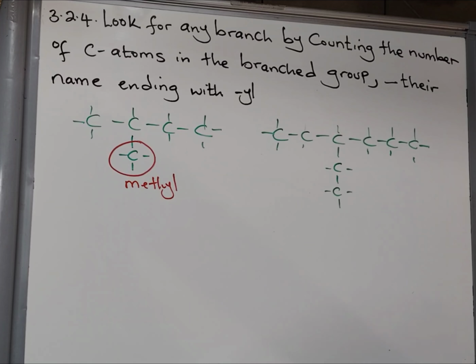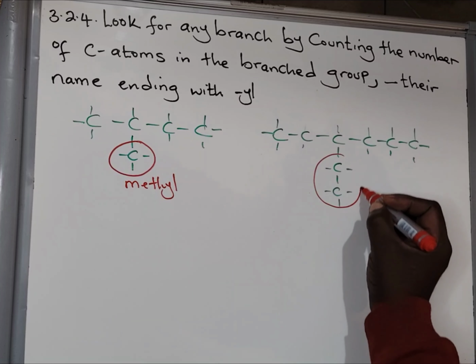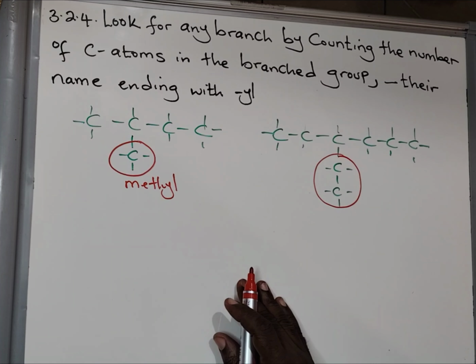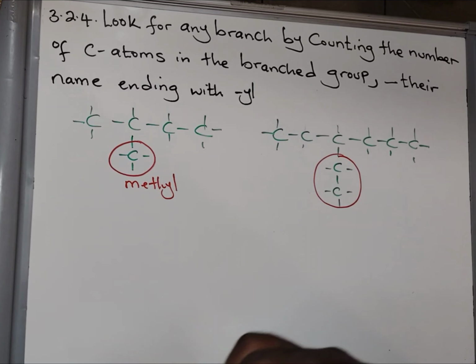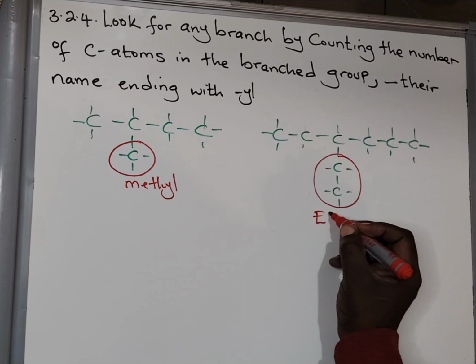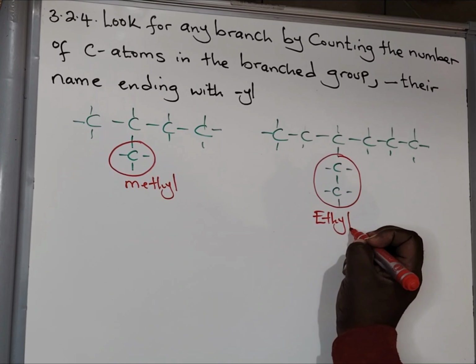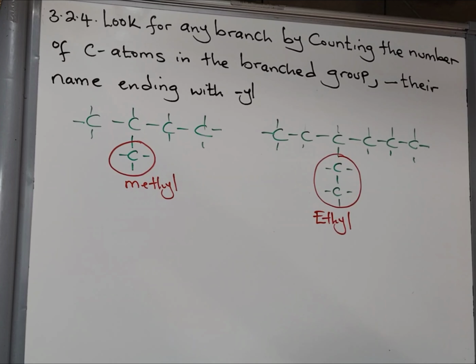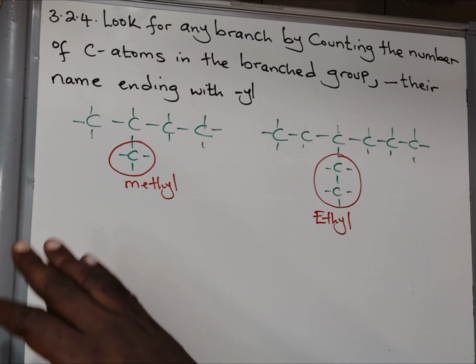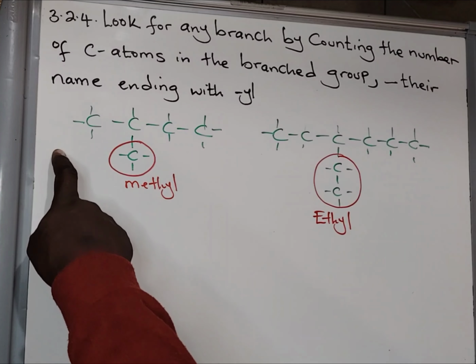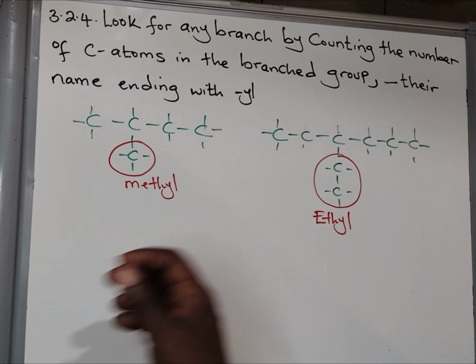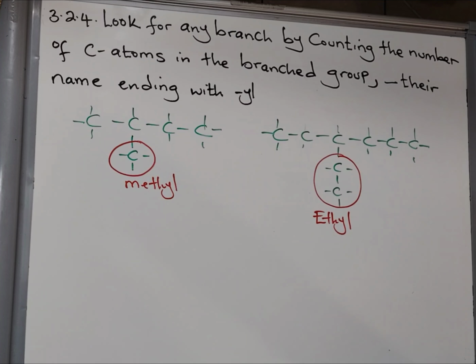Our focus is on this branch, and the branch has 2 carbon atoms. What did we say? It's my ear pains badly. So this is E. It is ethyl. If you want to name the entire compound, then you can go ahead.